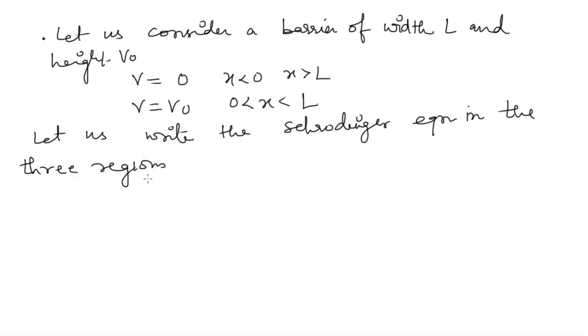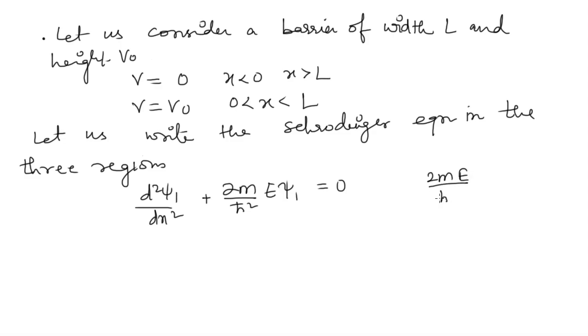In region 1, d2 psi 1 upon dx square plus 2m upon h cross square E psi 1 is equal to 0, because my potential is 0. I can take 2mE upon h cross square equal to k1 square. This is when x is less than 0.